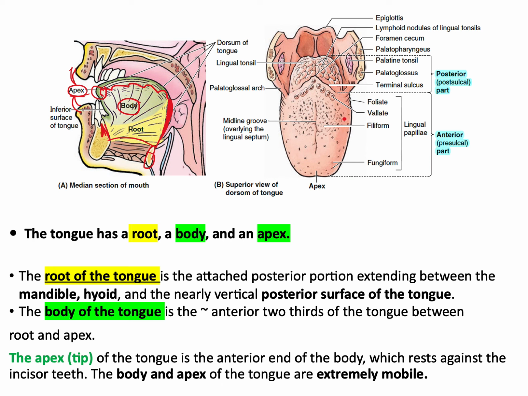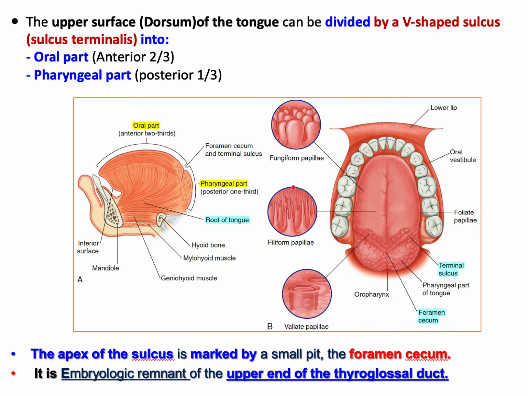So look at the right figure here, guys. This is the anterior 2/3 of the tongue, and this is the posterior 1/3. Keep in mind that the upper surface, or the oral surface, is known as the dorsal surface of the tongue. But the inferior part is the ventral surface of the tongue. So the upper one is the dorsal surface.